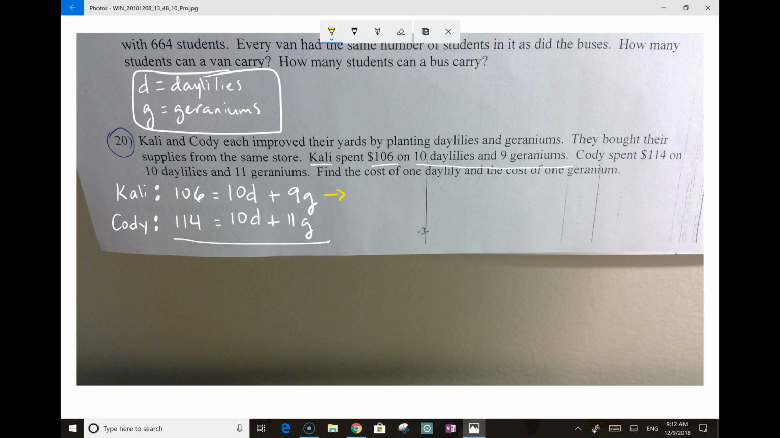I'm going to multiply this one by -1, because if I want this to be a negative 10D, then I have to multiply that by -1. But remember, doing so means multiplying everything by -1 as well. So let's go ahead and do it. So it's going to be -106 equals -10D minus 9G. The bottom part stays the same. It is unchanged. And so I still have 114 is equal to 10D plus 11G.